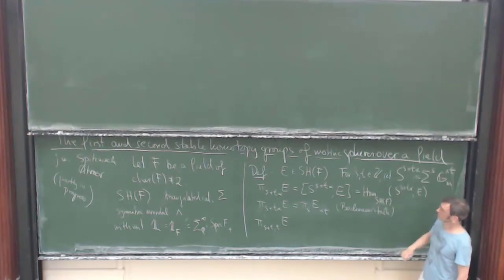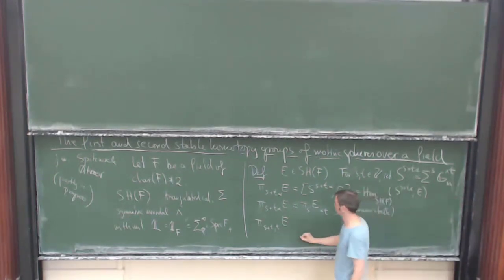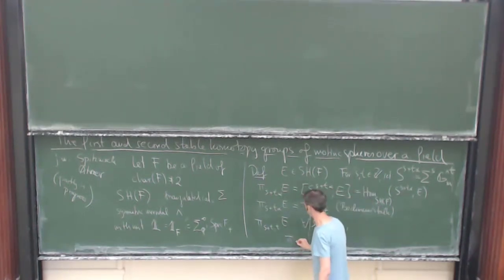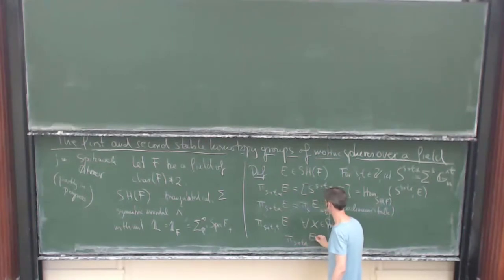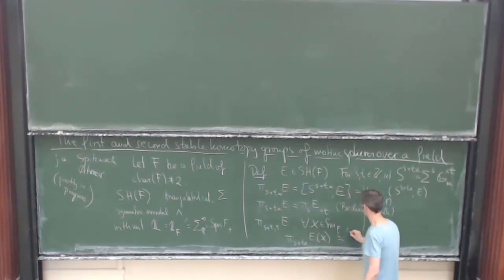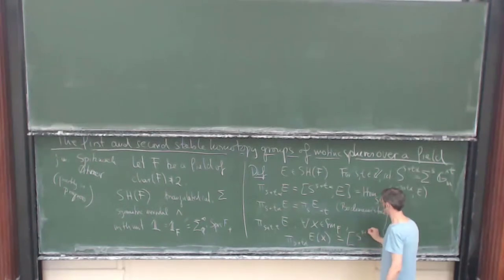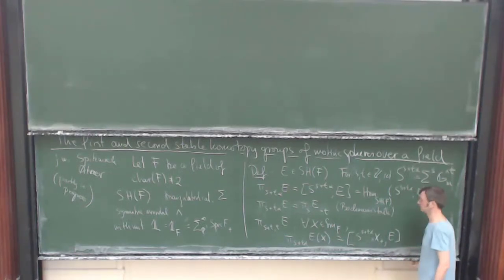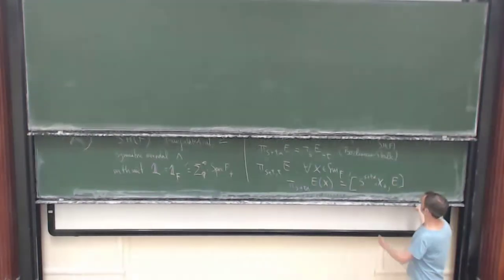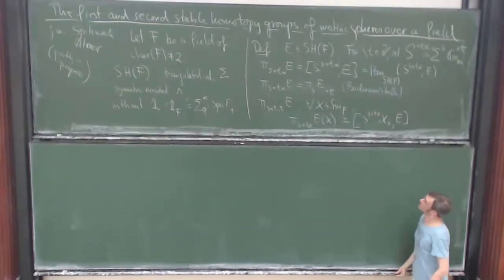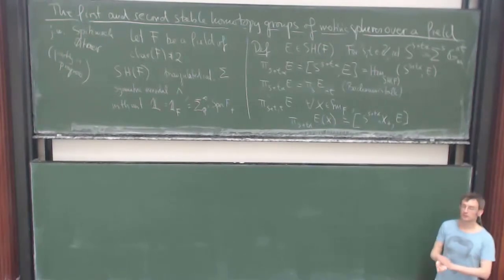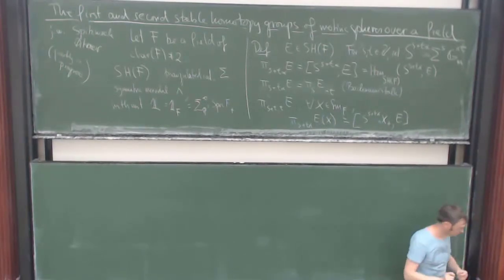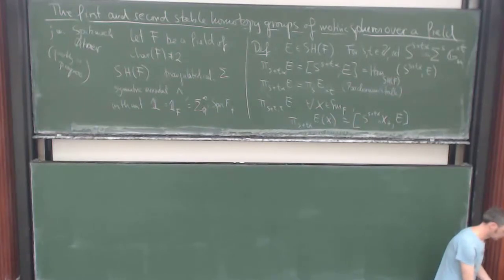I can view this slightly more generally. For every smooth F scheme X, one has pi s plus t alpha of E evaluated at X, and that would be the morphisms from an s plus t alpha suspension of X with a disjoint base point to E. So this is then a presheaf on smooth F schemes. And of course, you can look at the associated Nisnevich sheaf you get from that, but I will probably not address these too much.